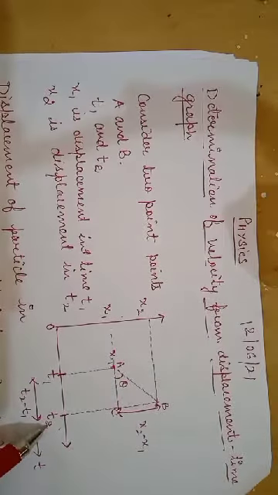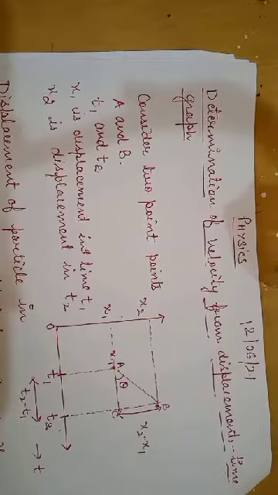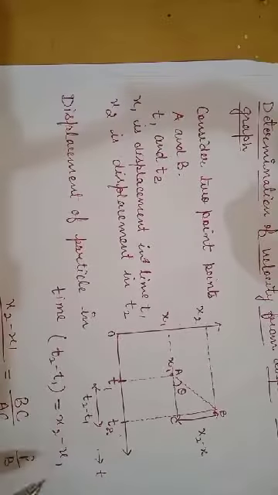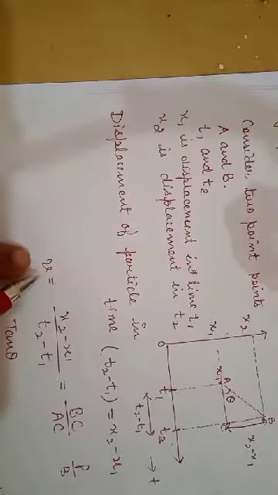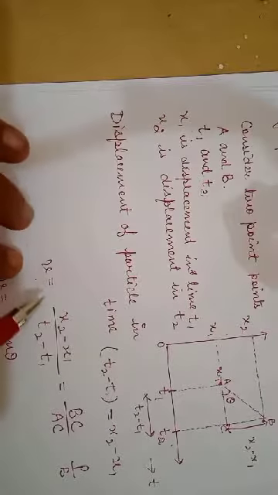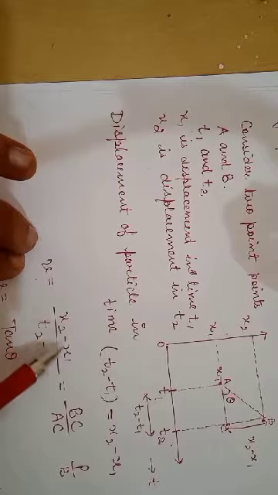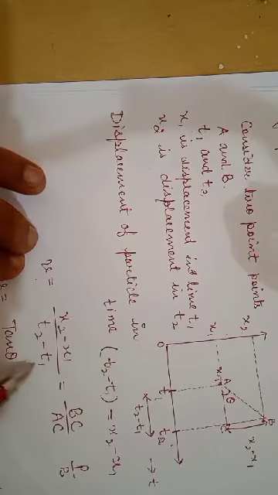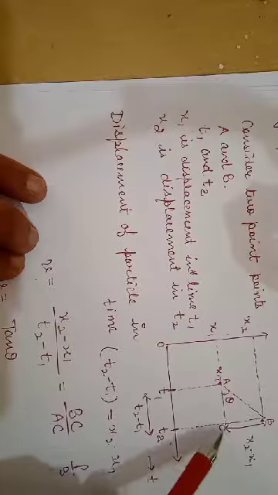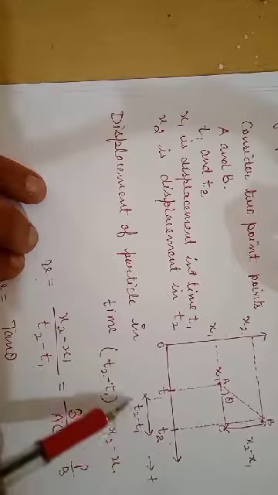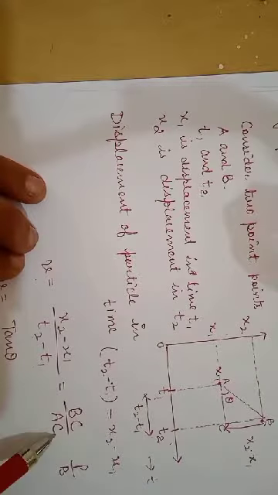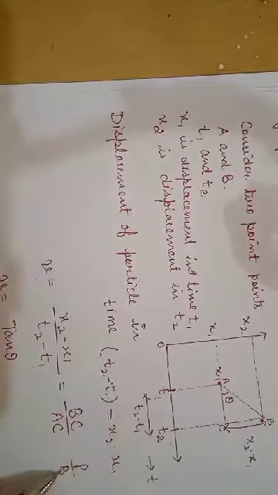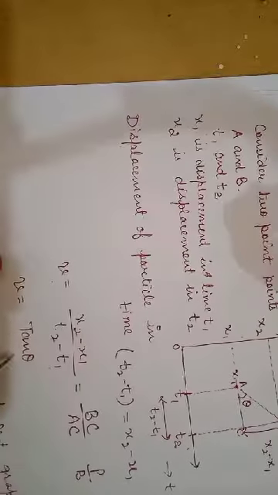So the displacement of the particle in time t2 minus t1 is given by x2 minus x1. So v, the velocity of the particle, is equal to x2 minus x1 upon t2 minus t1. Here x2 minus x1 is BC, and this is upon AC, perpendicular upon base. Therefore v is equal to tan of theta.